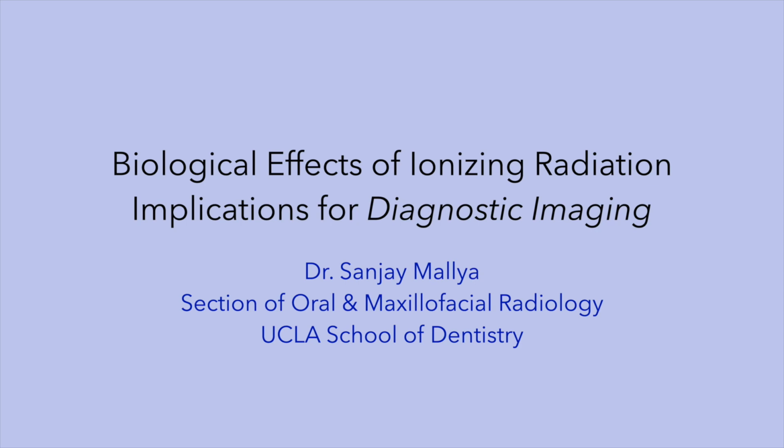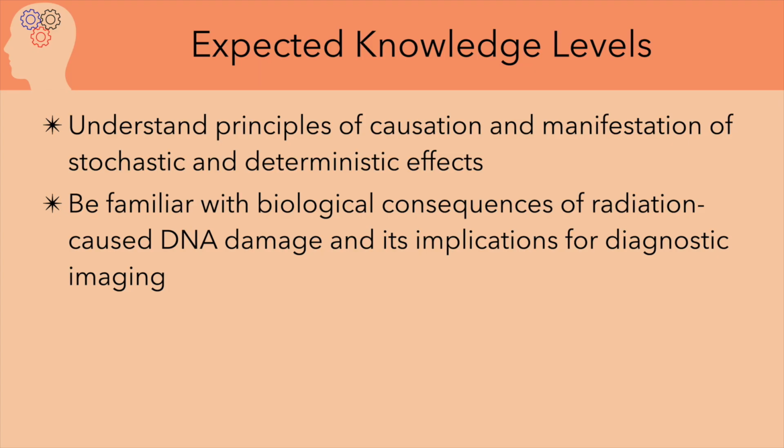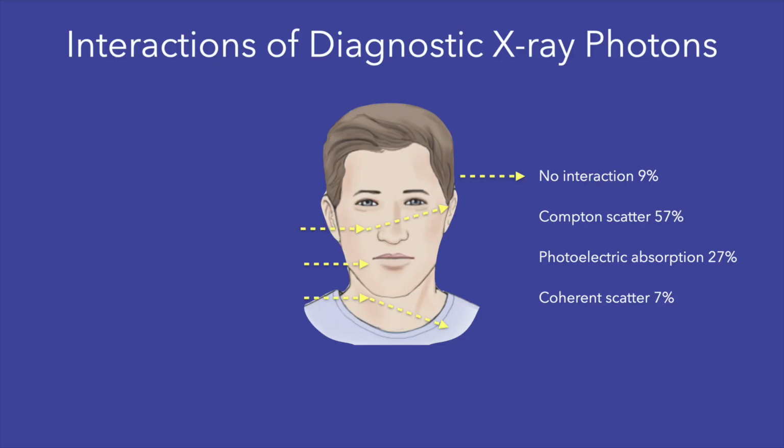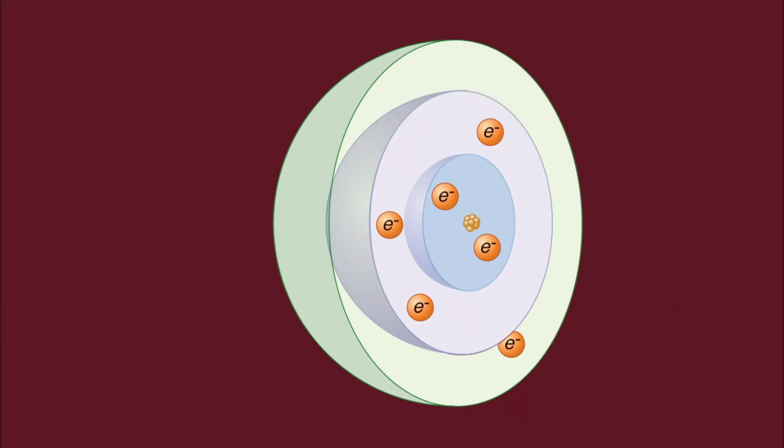It is well established that ionizing radiation is a health hazard. In this video, I will discuss the biological consequences of radiation, in particular DNA damage, and its implications for diagnostic imaging. Photons from the X-ray beam interact with the patient's tissues. In particular, Compton scatter and photoelectric absorption both cause ionization.